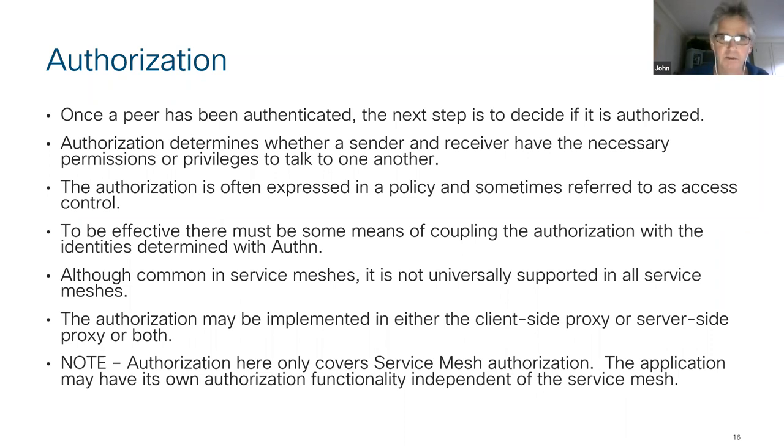So once a peer has authenticated, the next step is to decide if it's authorized. Authorization will determine whether the sender and receiver have the necessary privileges or permissions to talk to one another. It could be the sender may be allowed to send, but the receiver may not want to accept from that sender. Since it's a policy decision, it can be done a number of different ways and can be very expressive and expansive as to how you want to perform that authorization.